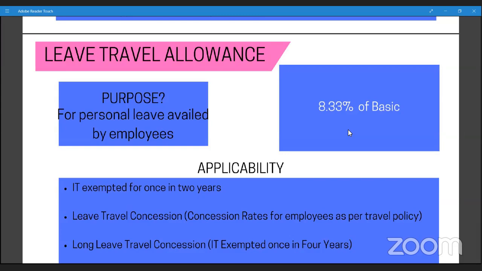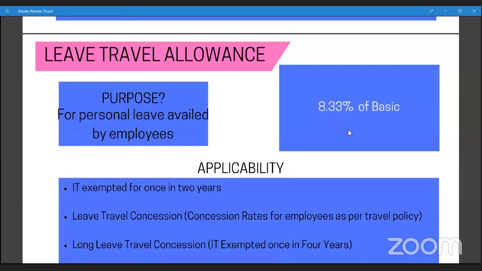So this leave travel allowance is something that again is an annual component that you can use. Another great advantage of this is it is only taxable once in 2 years. It's once in 2 years, which means the first year LTA is exempted, the second year LTA is taxed. Right? So that is how the structure works. So the first year LTA is non-taxable, second year is taxable.